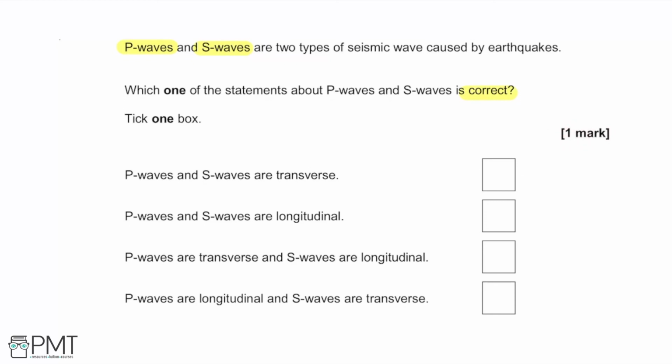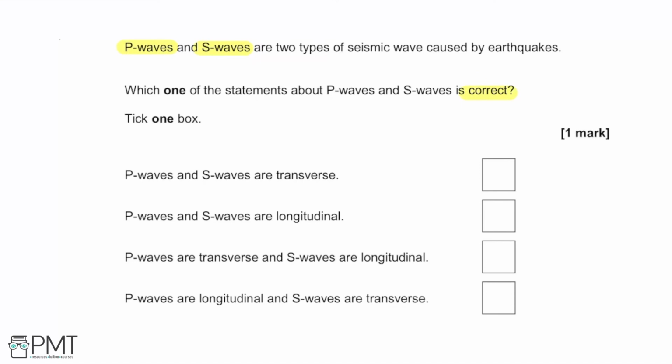So if I just read through them to start with, we have that both of them are transverse, both of them are longitudinal, and then we have either that P waves are transverse and S waves are longitudinal, or the other way around, so P waves are longitudinal and S waves are transverse. So this is quite an information recall type question.